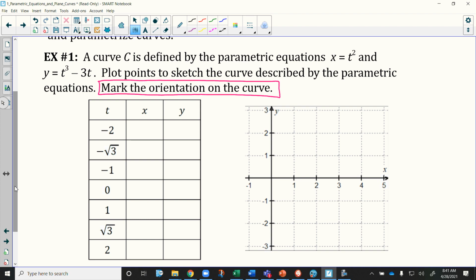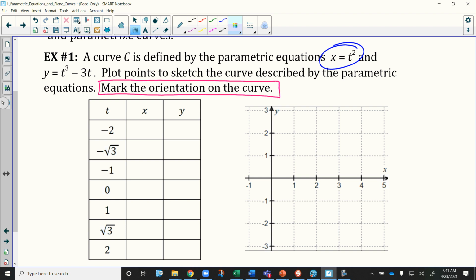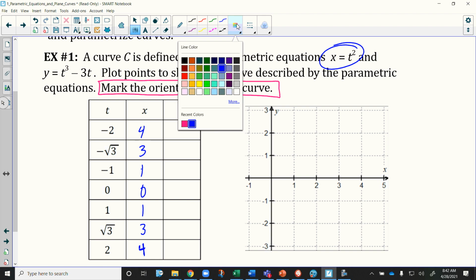So let's go ahead and pick a color here. Let's fill in our x values in blue. For all the x values, I'm going to take the value of t that we have and just substitute it in there. So negative 2 squared will be a positive 4. Negative radical 3 squared will be just a 3. Negative 1 squared is 1, and so on. So these are the x values that we get for the time value that we substitute into the x equation.